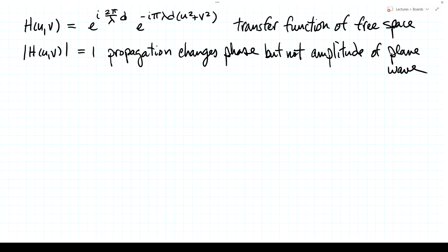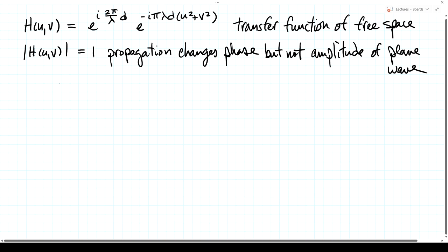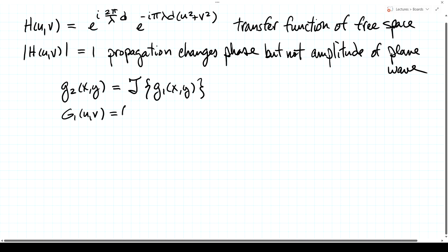And now we have a formula, or you could say a recipe, for calculating diffraction. The output field, g2 of x and y, is some linear shift invariant transformation of the input field g1 of x and y. And we can describe that transformation as follows. First, take the Fourier transform of little g1. So that would be the integral of g1 of x and y times e to the minus i 2 pi (ux plus vy) dx dy.